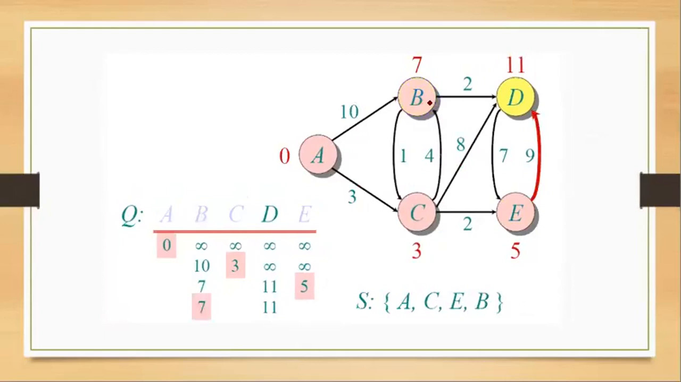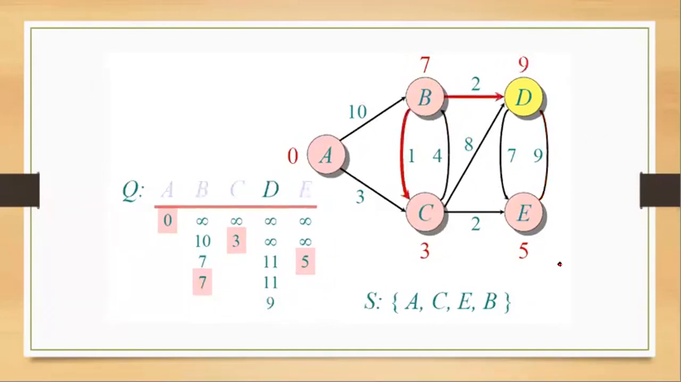So finally for the vertex B, we have selected it because there is no other way to have a lesser distance at B. Finally, for the final vertex D, if I travel from A to C and C to B, from A to C and then C to B, so 3 plus 4 plus 2 will give us 9. So we can change this 11 which we had earlier to 9.